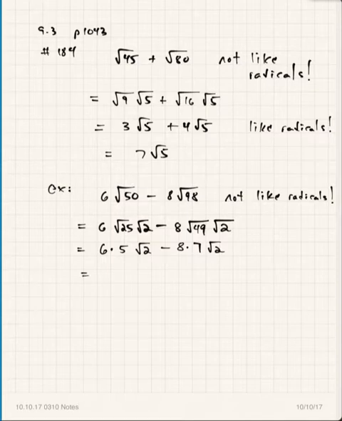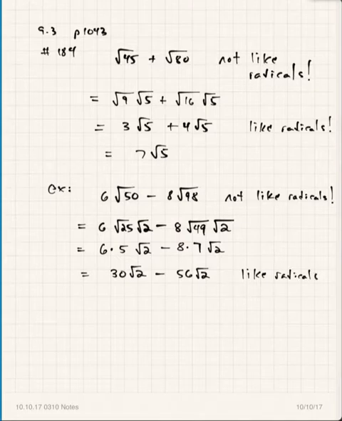And now I do take the 6 and the 5 and multiply them, and I get 30 times the square root of 2. And 8 times 7 is 56 times the square root of 2. And then what happens at the end, I made this problem up, obviously, so you ended up with like radicals at the end of the problem. So 30 square root of 2 minus 56 square root of 2 would be negative 26 times the square root of 2. Okay, so hopefully you're okay with that.